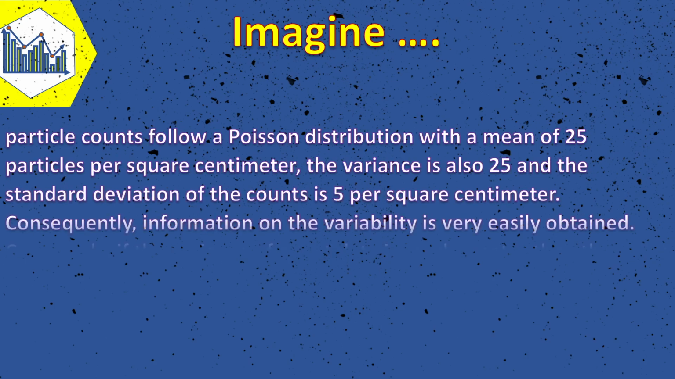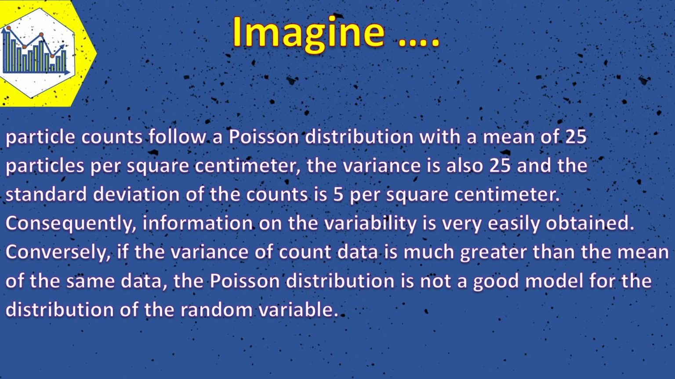But now, imagine if particle counts follow a Poisson distribution with a mean of 25 particles per square centimeter, the variance is also 25, and the standard deviation of the counts is 5 per square centimeter. Consequently, information on the variability is very easily obtained. Conversely, if the variance of count data is much greater than the mean of the same data, the Poisson distribution is not a good model for the distribution of the random variable.